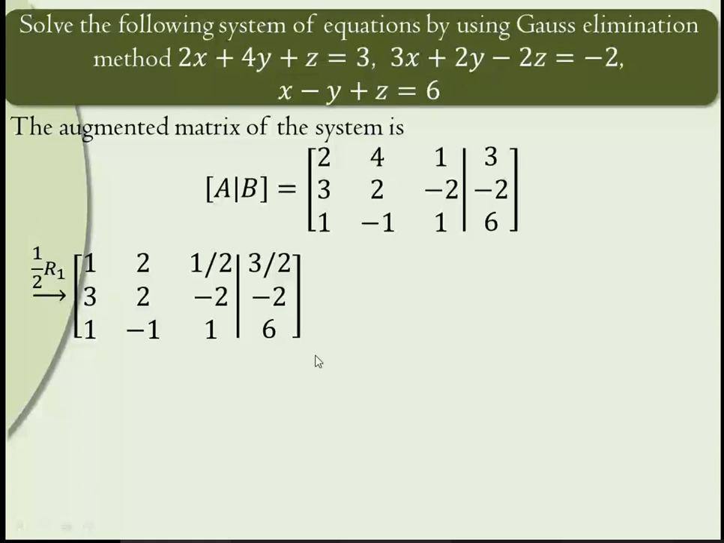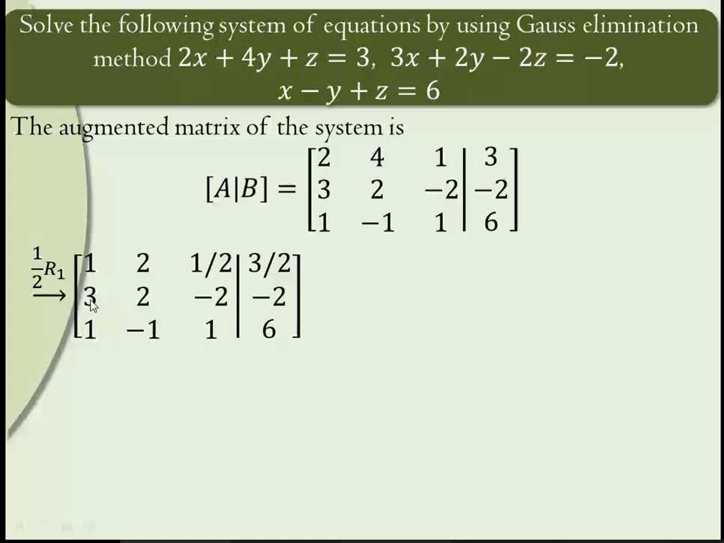Now we want 0 below it. After getting 1, bring 0 below it. How to get 0 here? You can make use of this equation. It will be the second row minus 3 times the first row, R2 minus 3 times R1. We want 0 here also in the third row, so to get 0 here, just subtract the first row from it. That will be R3 minus R1. So we do two operations, R2 minus 3R1 and R3 minus R1. By that we get 0, 0.